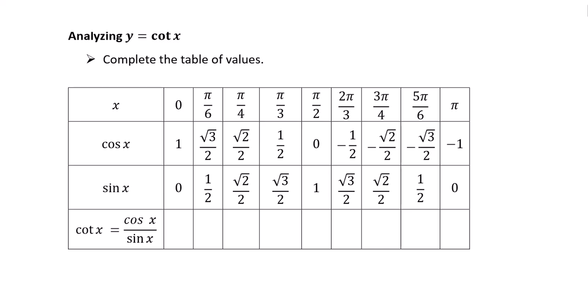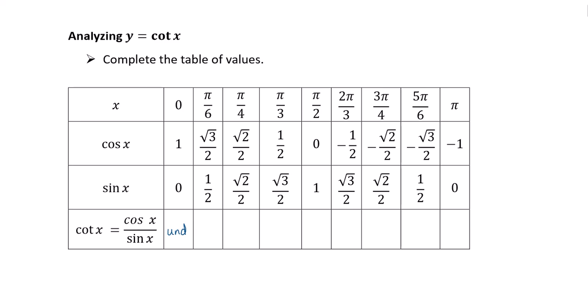Now let's take a look at the y equals cotangent x graph. I have here a table of values for cosine and sine of x for different angles. And remembering that the cotangent of x is the cosine of x divided by the sine of x, we can determine the values here. Now 1 divided by 0 is going to be undefined, which means we're not going to have a graph right there. Kind of indicative of possibly a vertical asymptote.